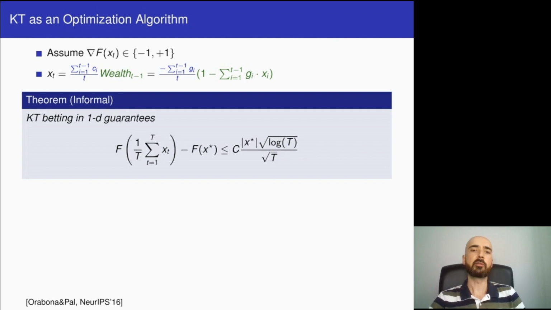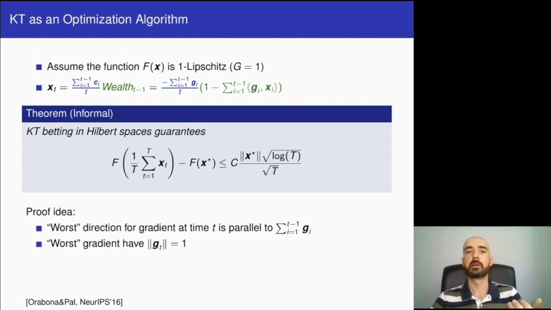Now, everything seems good, but this is one-dimensional. The gradients are just +1 or -1. It seems a toy algorithm. But actually, we can use it for any function that is one Lipschitz in any number of dimensions, even infinite. It doesn't have to be one Lipschitz, by the way. I mean, it has to be any Lipschitz. You just have to know the Lipschitz constant. And the algorithm is exactly the same. The only thing that you change is that the multiplication here becomes an inner product. And in the convergence rate, the norm will appear.